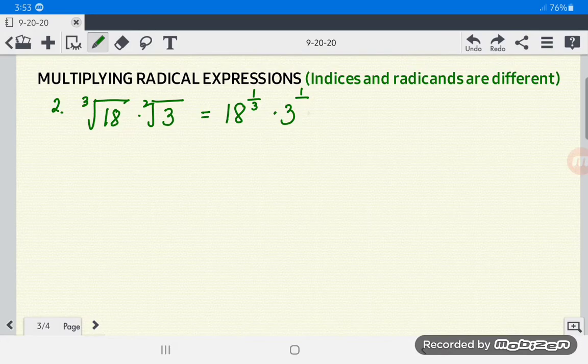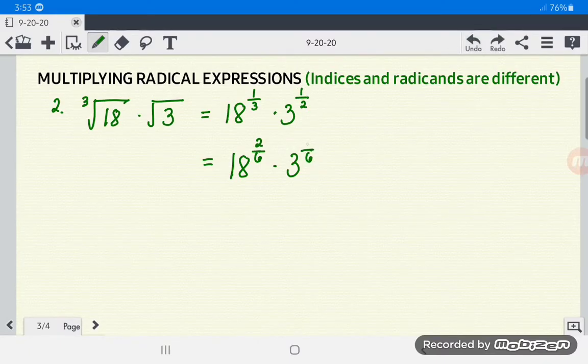Next, we're going to change the rational exponents into similar fractions. So, we have 18 and then 3. Here, the LCD is 6. So, 6 divided by 3, we have 2, times 1, we have 2. Then, 6 divided by 2, that is 3, times 1, we have 3.